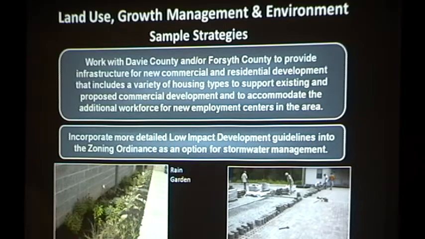A couple of other sample strategies. The top one deals more with growth management, and the bottom deals more with environment. We wanted some examples of each. The top one says, work with Davie County and/or Forsyth County to provide infrastructure for new commercial and residential development that includes a variety of housing types to support existing and proposed commercial development and to accommodate the additional workforce for new employment centers in the area. So it's very important to follow that strategy in order to make sure that there are utilities and schools in place that support sound growth management in the future.